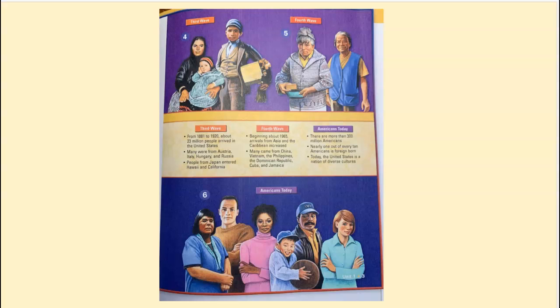Americans today. Now down at the bottom, you're going to see that we have a diverse population, and the clothes they're wearing are more modern and more what we see today. There are more than 300 million Americans. Nearly 1 out of every 10 Americans is foreign born. That means they're born somewhere else. Today, the United States is a nation of diverse cultures. That means varied, many cultures.